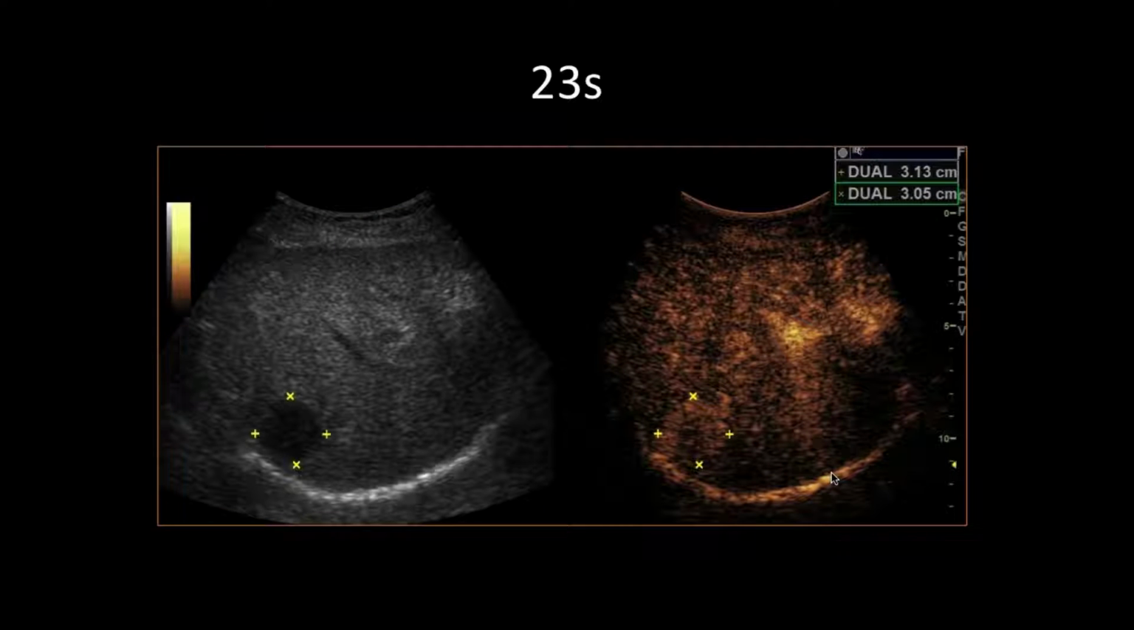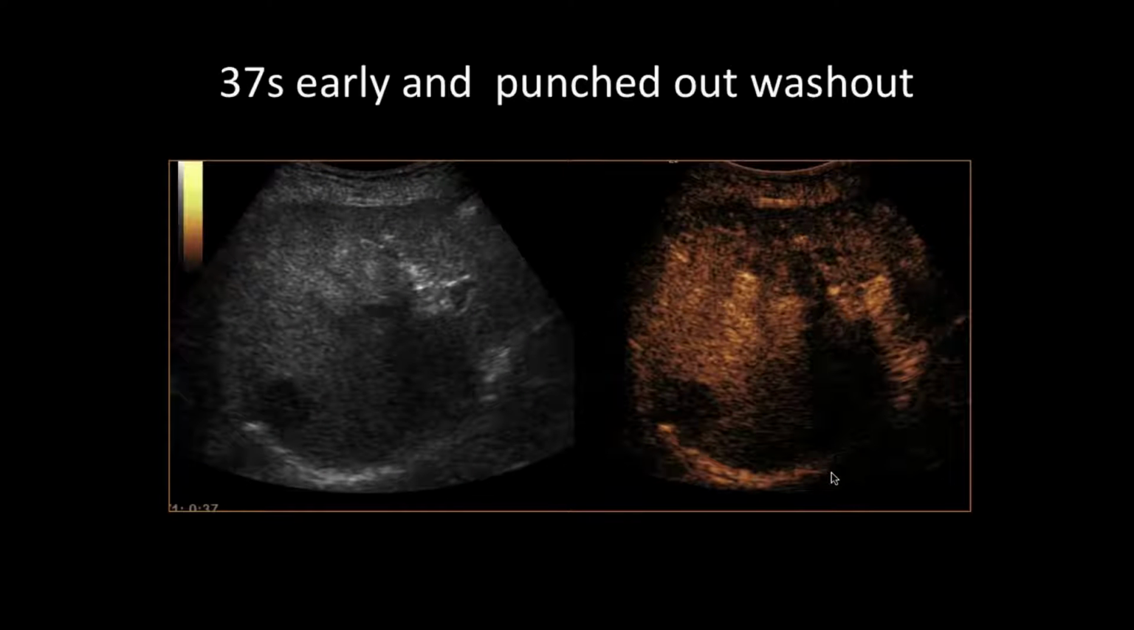And here we can see the value of the dual screen, where we can place the calibers on the lesion for precise localization of the enhancement that we view. And we can see the rim enhancement of this lesion. Now, as we watch further, we can see that by 37 seconds, that enhancing rim has completely washed out, and this is a punched out black looking mass in the liver.